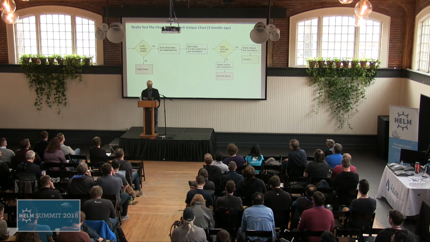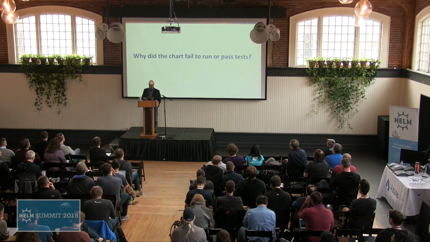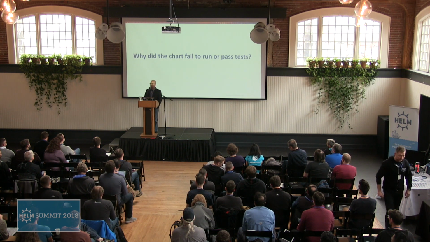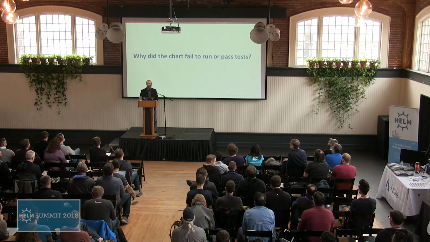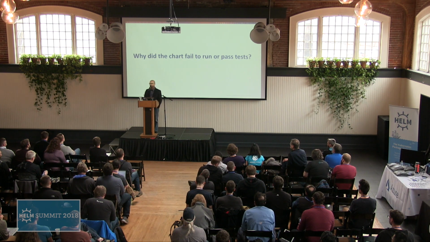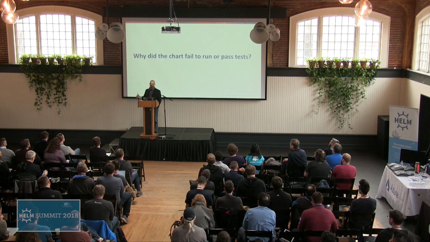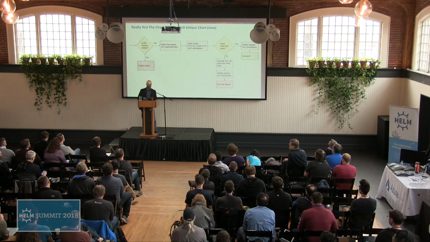But that left us with one question, something that kept happening. Why did the chart fail to run or pass tests? How do you know what happened? What if you were running it locally and it worked just fine? What if you were running it in your own GKE cluster or in Amazon or Azure or wherever, and it ran fine, and yet in our CI system, it's failing? How do you know? So we introduced another step here, and I want to say it was Adnan who came up with the idea to do it this way.